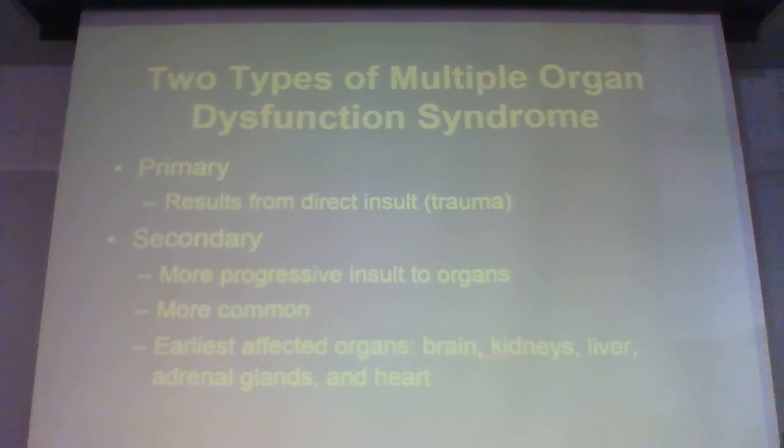Early affected organs: brain, kidney, liver, adrenal glands, and heart. Now, why is that important that the adrenal glands stay perfused? Keep pumping out adrenaline so you can compensate. Right. Okay, so think about this. What drugs can we use for pre-medication or sedation for RSI? Ketamine, fentanyl, atropine, etomidate. Etomidate.